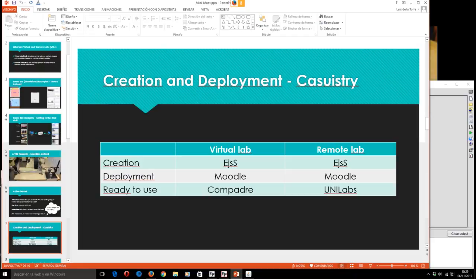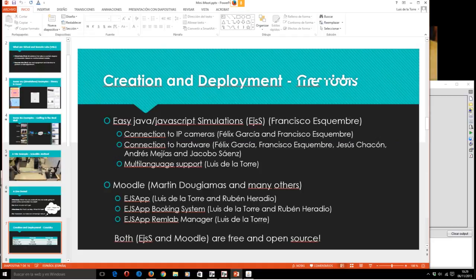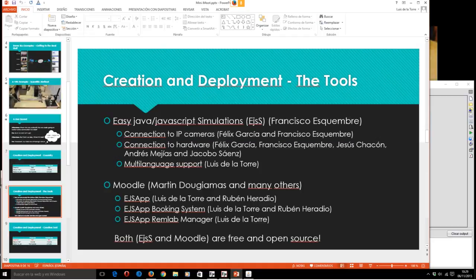And then, I will also show you how you can get some already existing virtual labs or simulations, and maybe even remote labs, so you do not actually have to create them, but you can just pick them and use them from the community. So, okay.